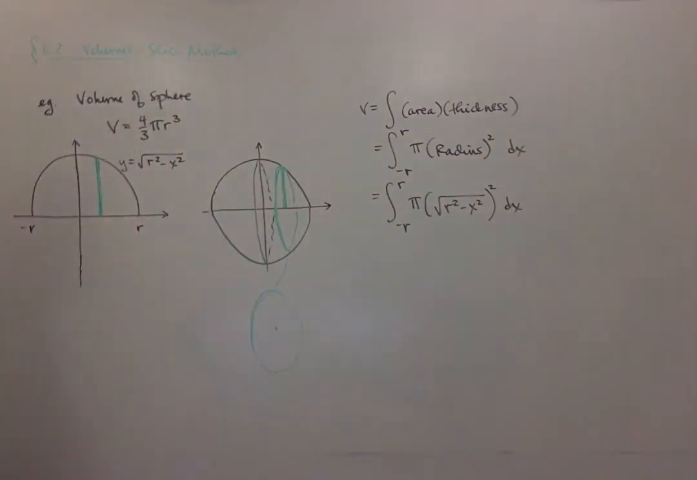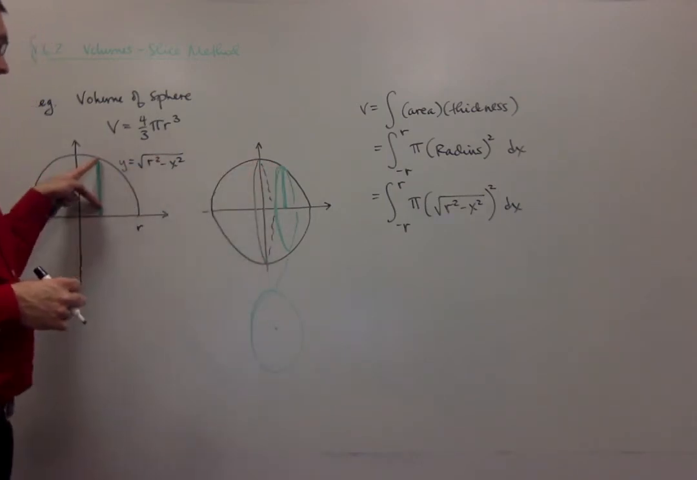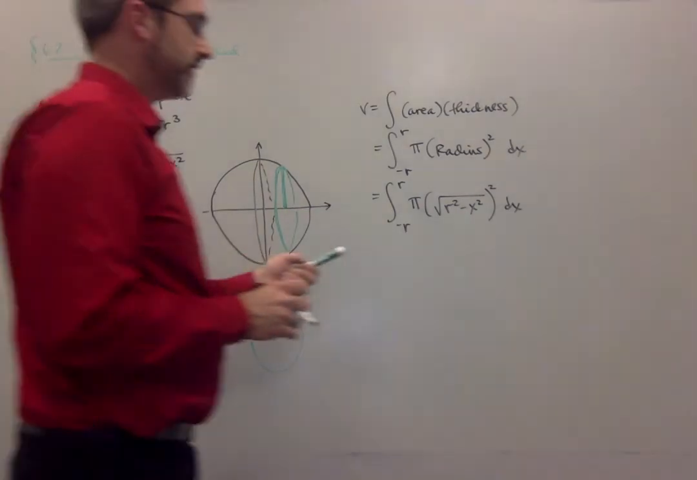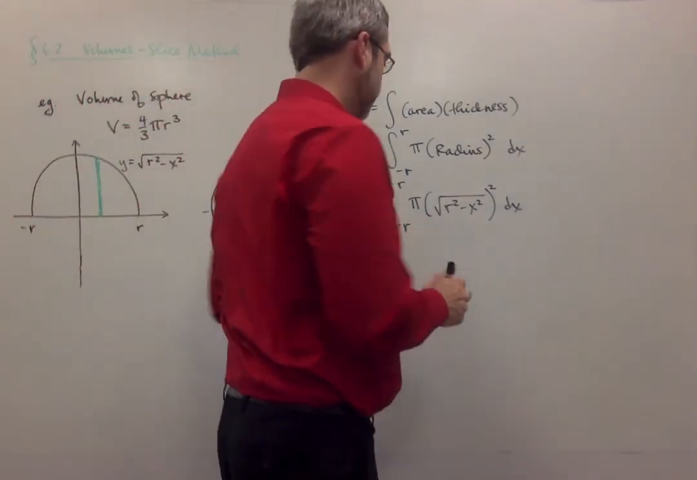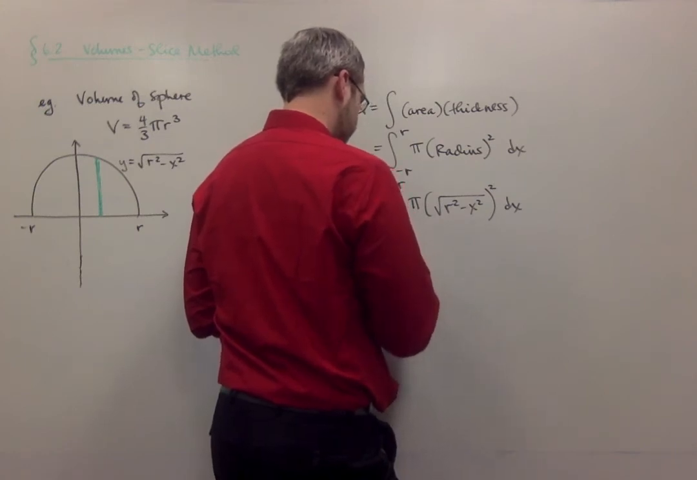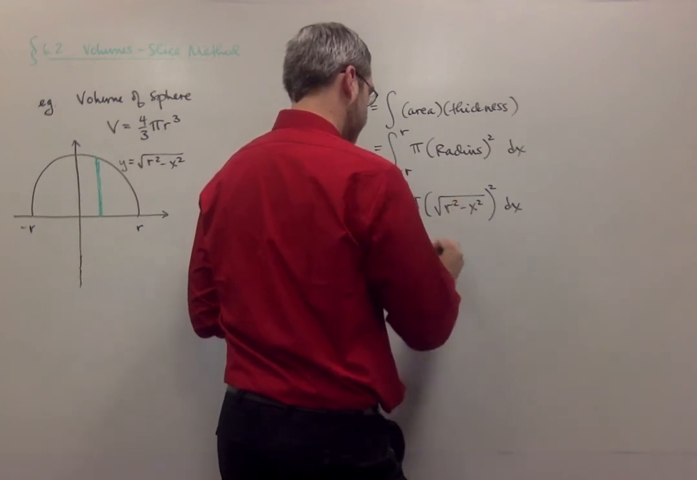Okay, follow so far? Radius is just this piece, which is this piece, which is our function. So this is actually nicer than when we did the original circle because the square root gets squared. So this is actually a much nicer integral. Let's pull that pi out. And then you're looking at r squared minus x squared.